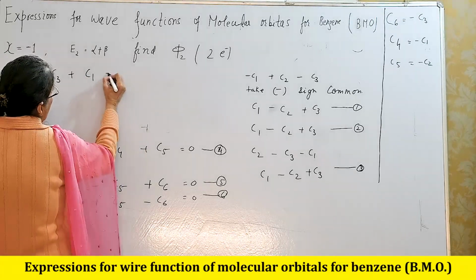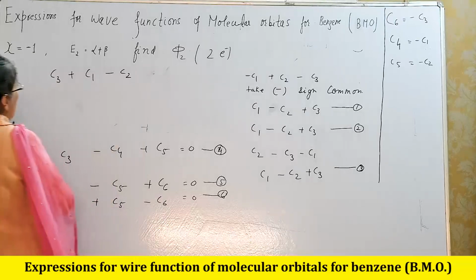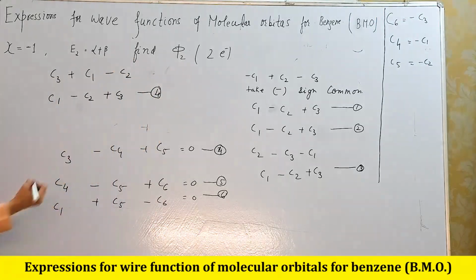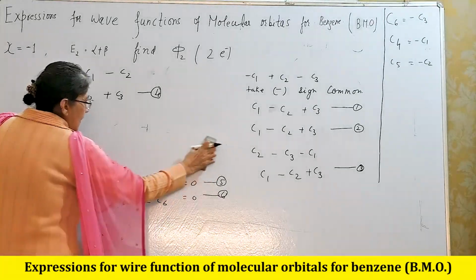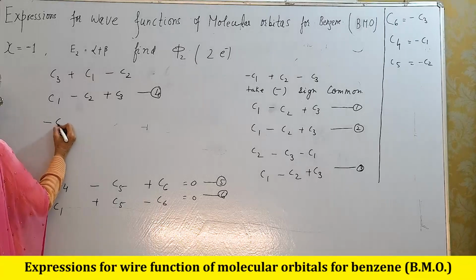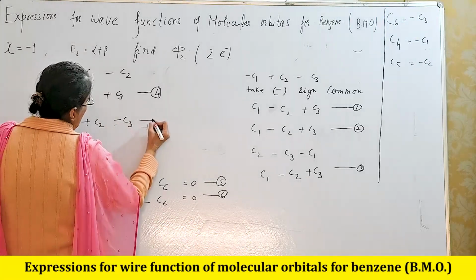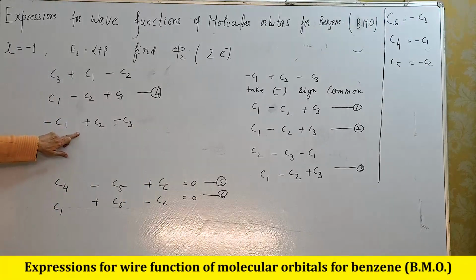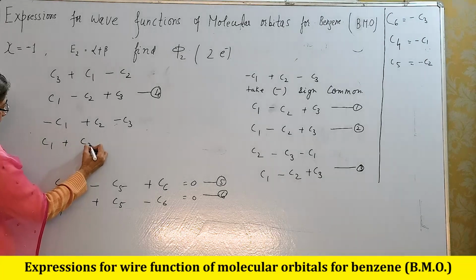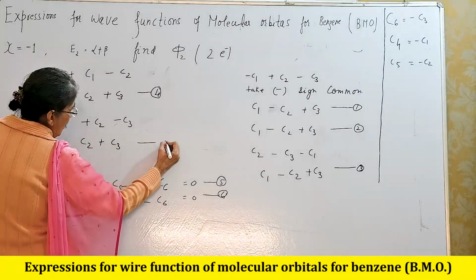Then C3 minus C4 can be written as C3 plus C1, and C5 is equal to minus C2. This is equation number 4, that C1 minus C2 plus C3. And C4 minus C5 plus C6. C4 we can write minus C1, minus C5 plus C2, and plus C6 is minus C3. Again, minus sign common, then we can write C1 minus C2 plus C3. This is equation number 5.